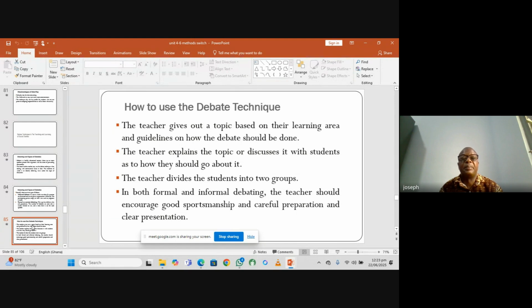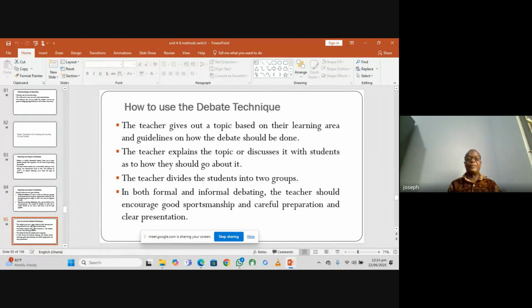How to use debate technique in your classroom. The teacher gives out a topic based on their learning area and guidelines on how the debate should be done. The teacher explains the topic or discusses it with students as to how they should go about it. Then you divide the students into 2 groups. Then they will select who will speak for and who will speak against.